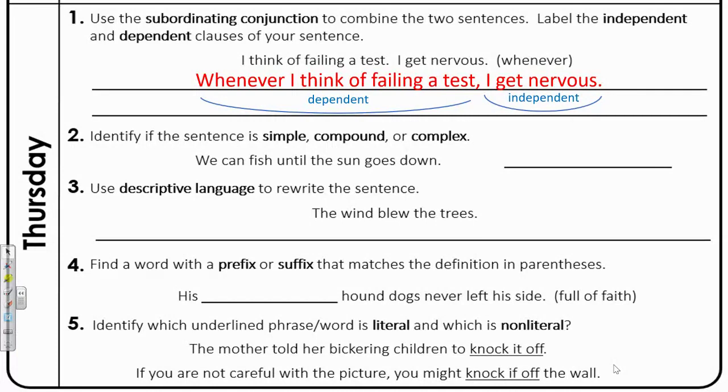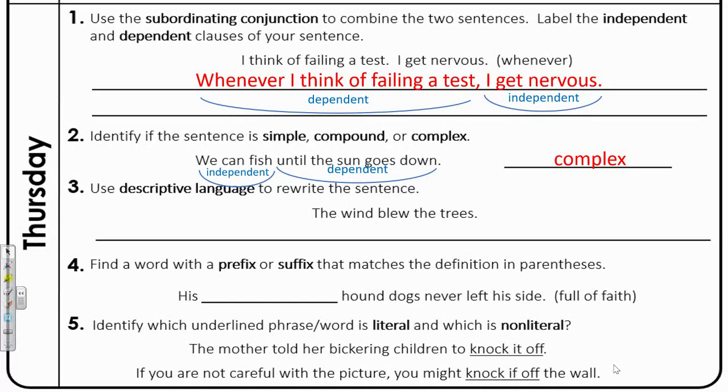Number 2, identify if the sentence is simple, compound, or complex. This, boys and girls, has a clause that says, we can fish. That is an independent clause, all right? The other clause, until the sun goes down, is your dependent clause. So when you have a sentence that is mixed with an independent and a dependent clause, that is a complex sentence. And do not worry if this is still tricky for you, because we will be talking about this more coming up in quarter 3.